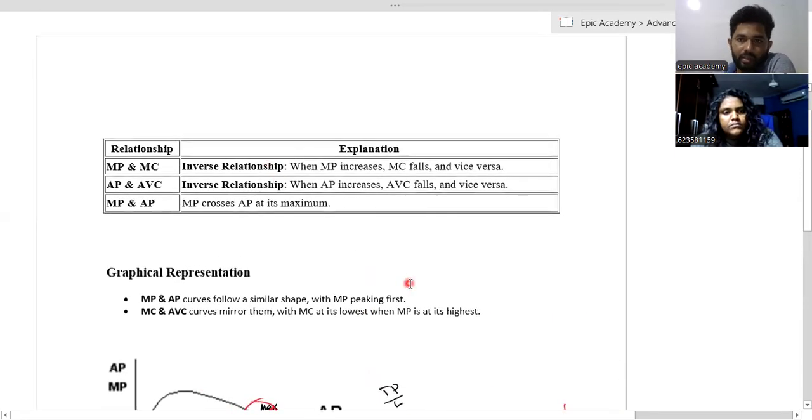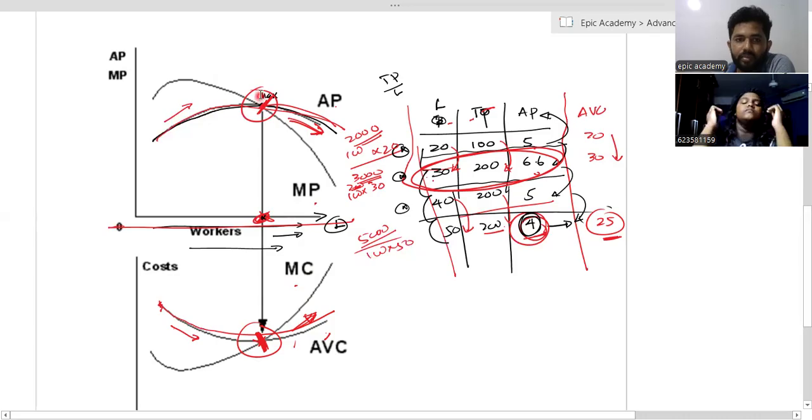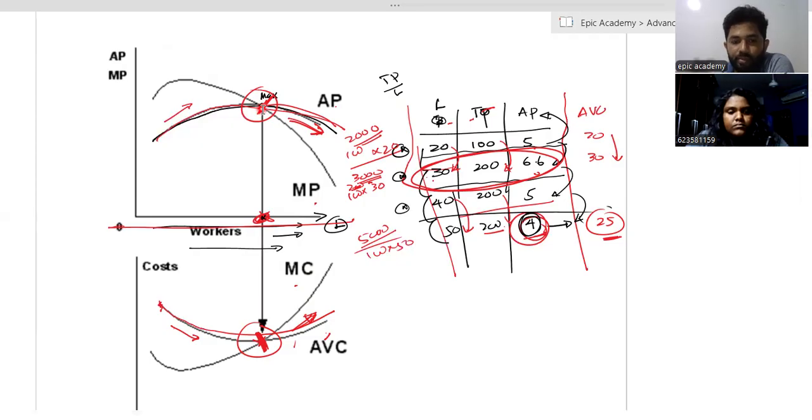That is what represents that. MP crosses AP at the maximum point. This is the maximum point. So then it is related to the inverse, what we call MC crosses the AVC at the minimum. That in the maximum, that must be the minimum. That is what represents the inverse relationship.